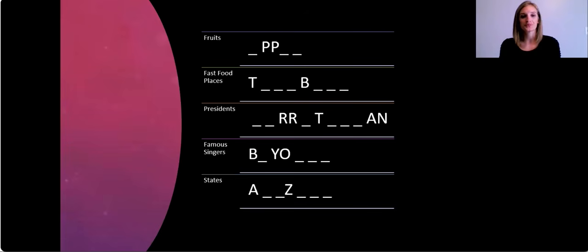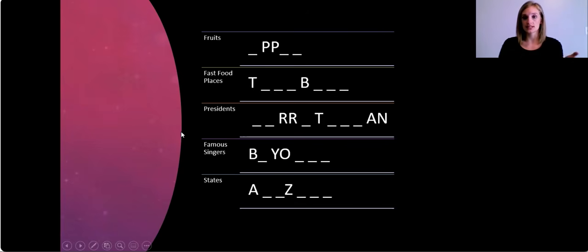So let's go. If you take a look at this slide, you can try and start filling in the blanks. Your brain is automatically going to try and figure out which ones fit and which words don't fit. You have a topic to help you figure out what it's going to be. You have some letters that you can see, and then how many spaces you need to fill in. So those 3 things are going to help you figure out that the fruit is an apple, the fast food place is Taco Bell, the president is Harry Truman, the famous singer is Beyonce, and the state is Arizona.